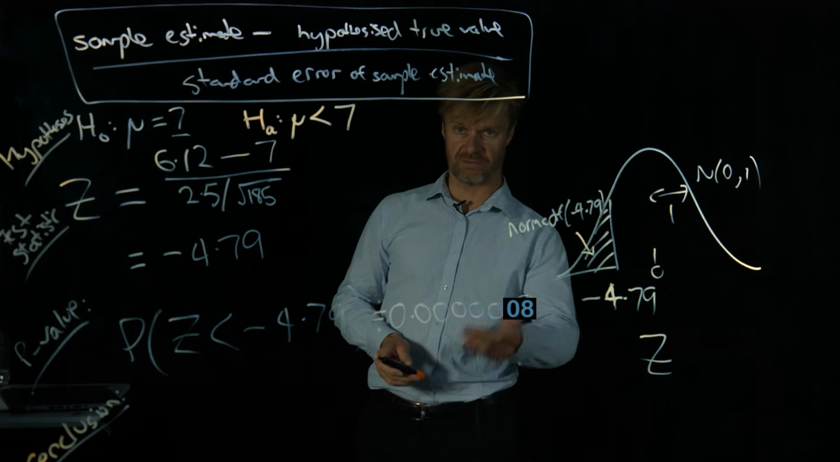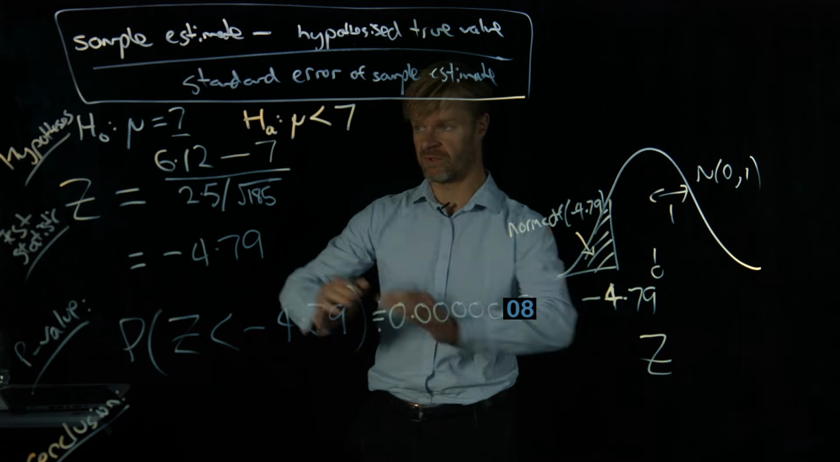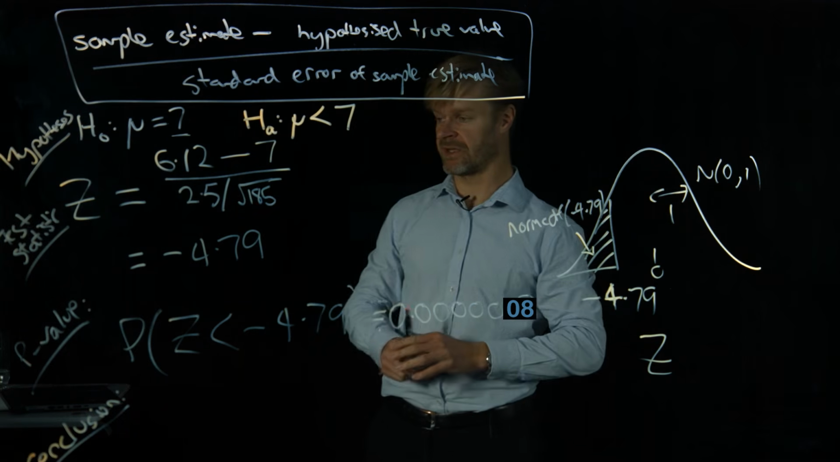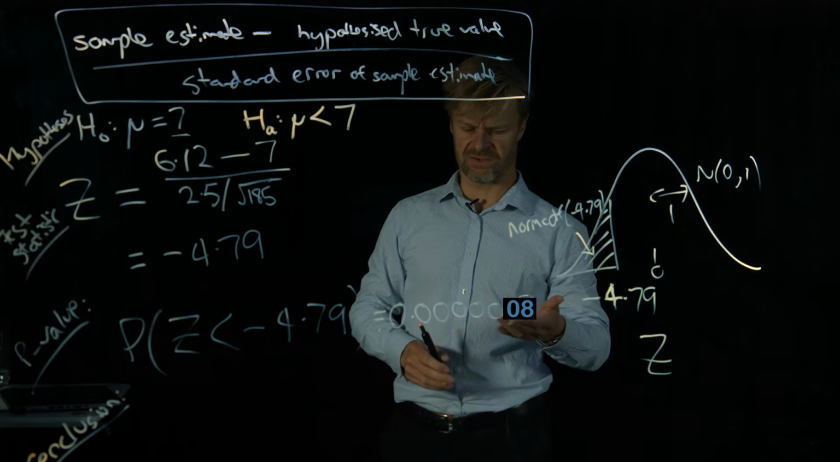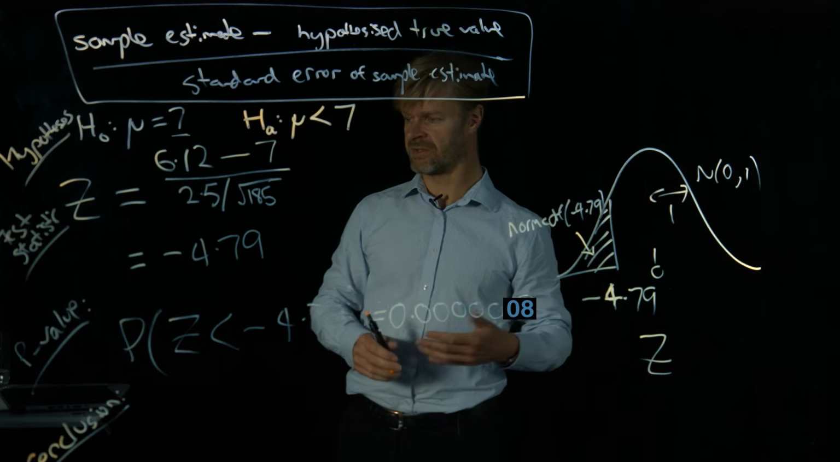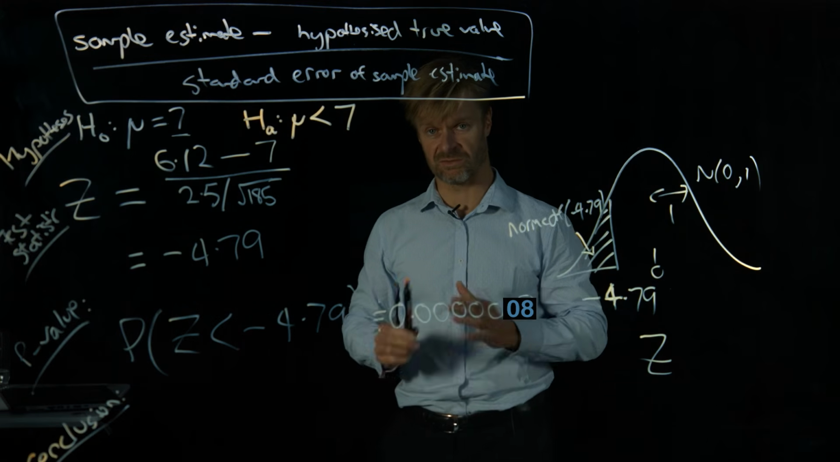20 heads in a row, 1 in a million chance of something happening. You conclude that your data is not compatible with the null hypothesis. Our null hypothesis in this case is that the true mean is 7. Only 1 time in a million would you expect to get a class with a sample mean 4.8 standard errors below 7 if 7 was the true mean.